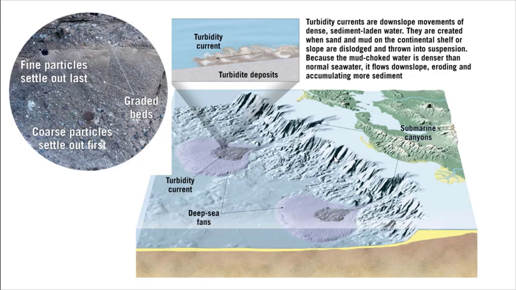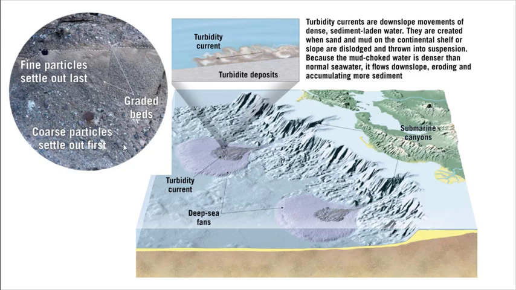Another thing that's really kind of handy is graded bedding. Graded bedding is bedding that goes from coarse to fine as you go up. And so as we look at this picture over here on the left, this is one graded bed, and then there begins another graded bed.